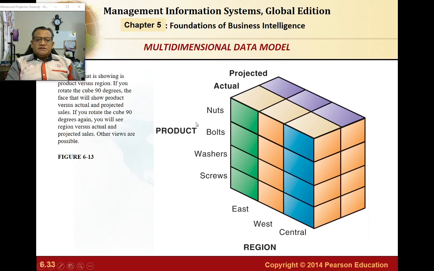For example, the first dimension is product, which are the products that your company is supplying, like nuts, bolts, washers, and screws. And you want to monitor its sales projection or target and actual sales within the regions of East, West, and Central. So how many nuts we are supposed to be selling, and what is the actual volume that we have sold at perhaps region West. So this is how we could see the 3-dimensional data for managers to make decisions. So this is the multi-dimensional data model.